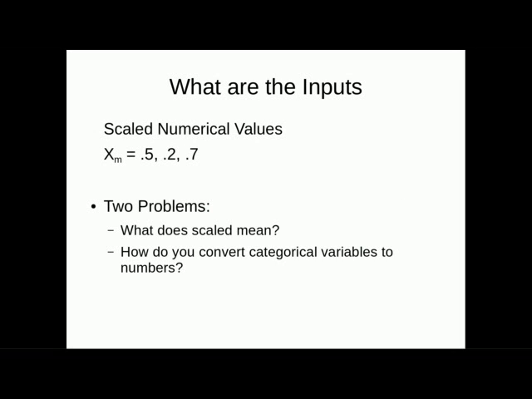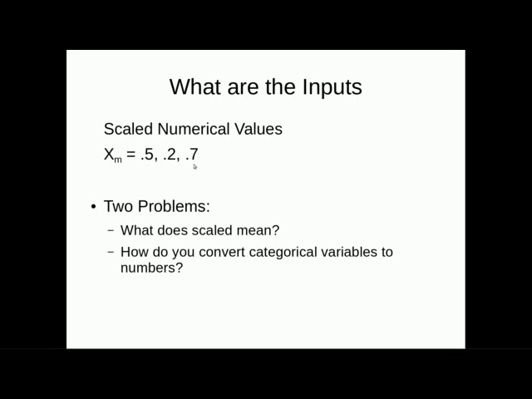So, okay, what are the inputs? What does an input look like? A single observation's input is going to consist of scaled numerical values. For example, maybe I would have 3 values, x1, x2, and x3, such that x1 is equal to 0.5, x2 is equal to 0.2, and x3 is equal to 0.7.